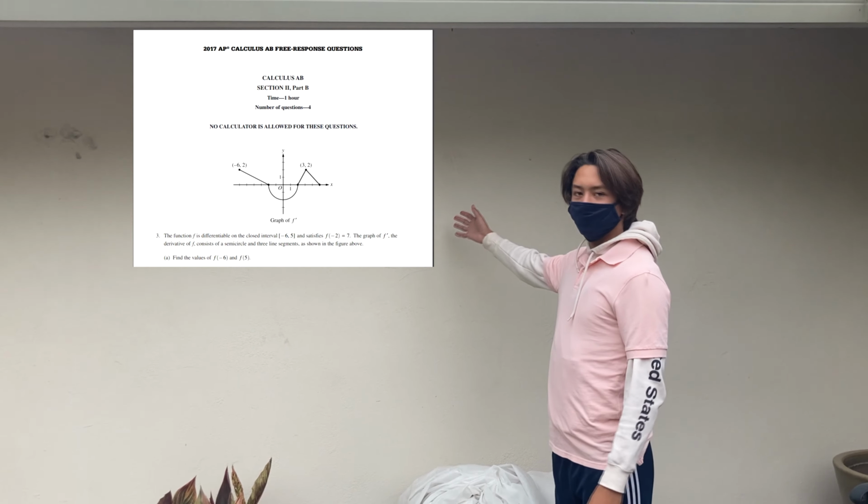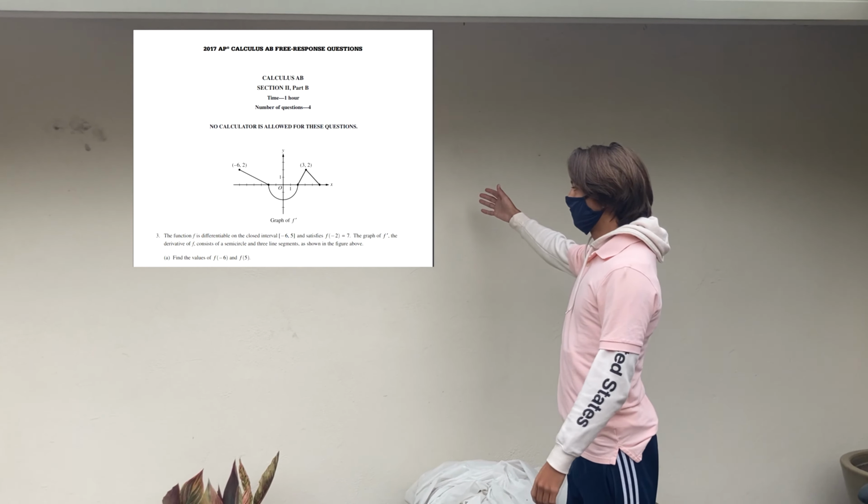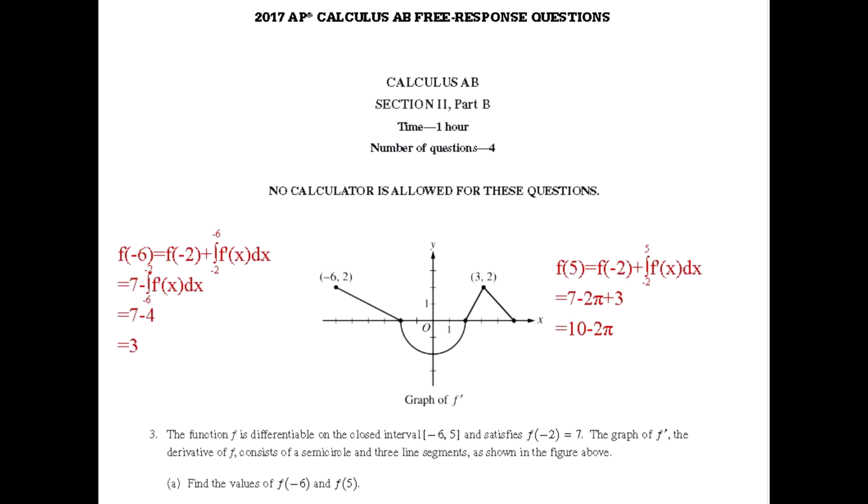Alright, here's question number 1. Oh, I know how to do this. Question 3 asks, the function f is differentiable on a closed interval -6, 5 and satisfies f of -2 equals 7. The graph of f prime, the derivative of f, consists of a semicircle and 3 line segments as shown in the figure above. Part A asks, find the values of f of -6 and f of 5.